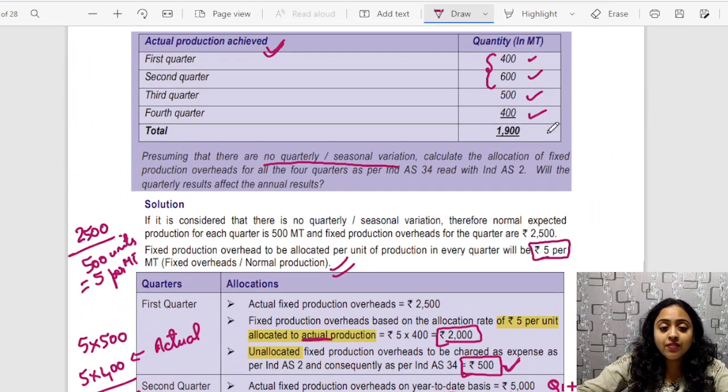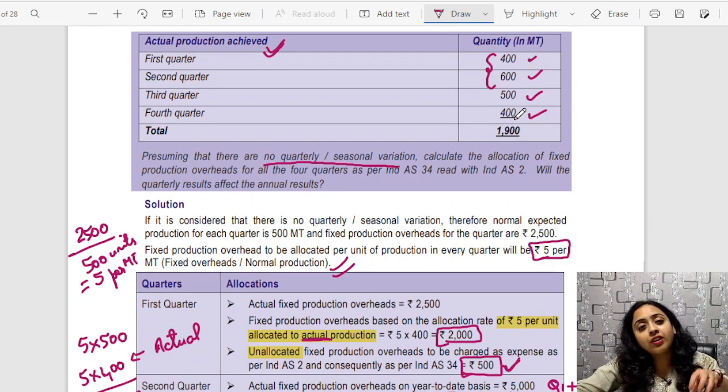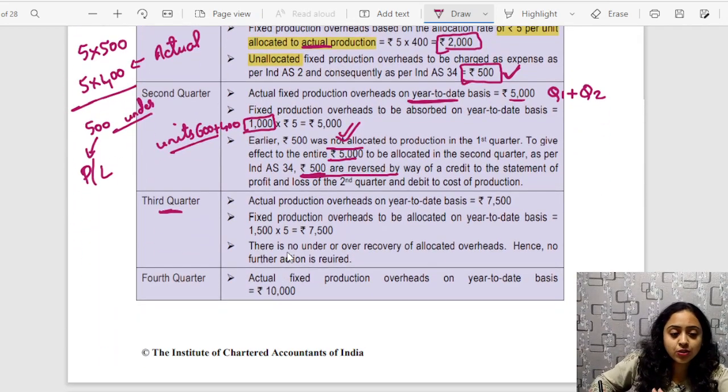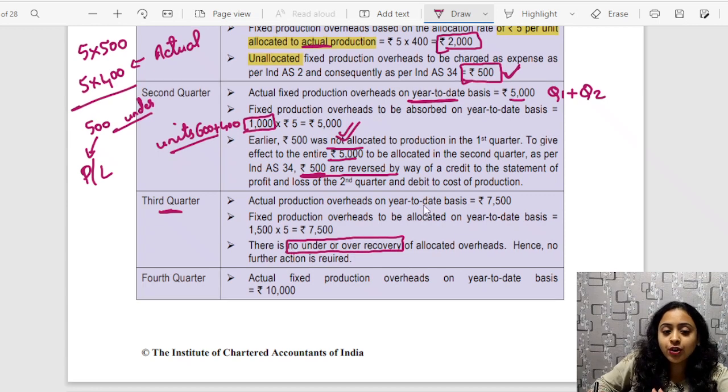Third quarter, what is the scene? Now you have 500, and your actual is also 500. It is already matched. There will be no difference, no under or over recovery. Year to date basis means quarter 1, quarter 2 and quarter 3 year to date basis.